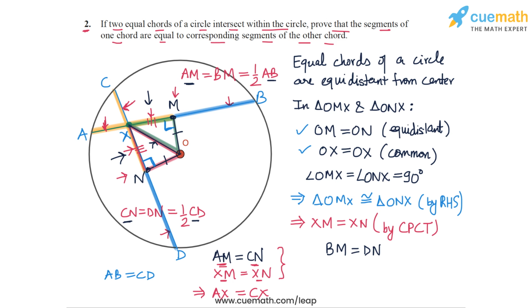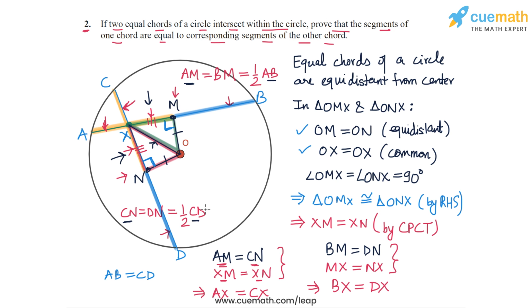So BM is equal to DN and MX is equal to NX, and now if we add them we will get BM plus MX on the left side, which is BX, and on the right side we will get DN plus NX, which is DX.